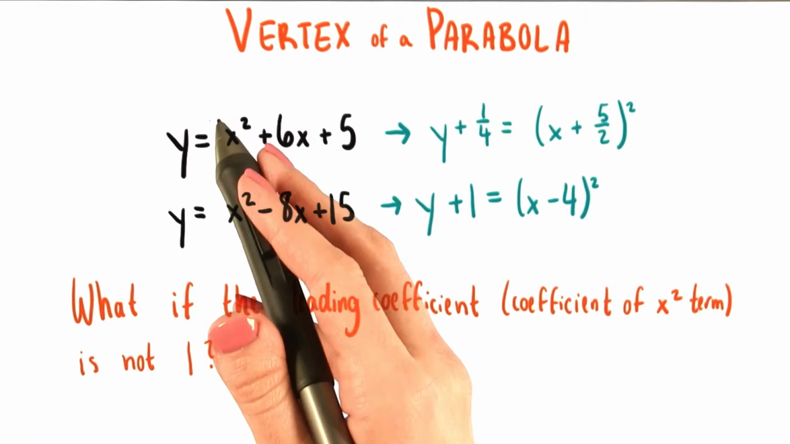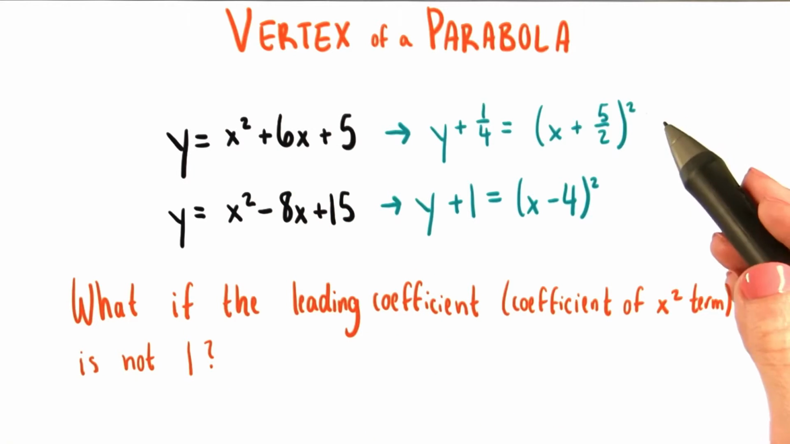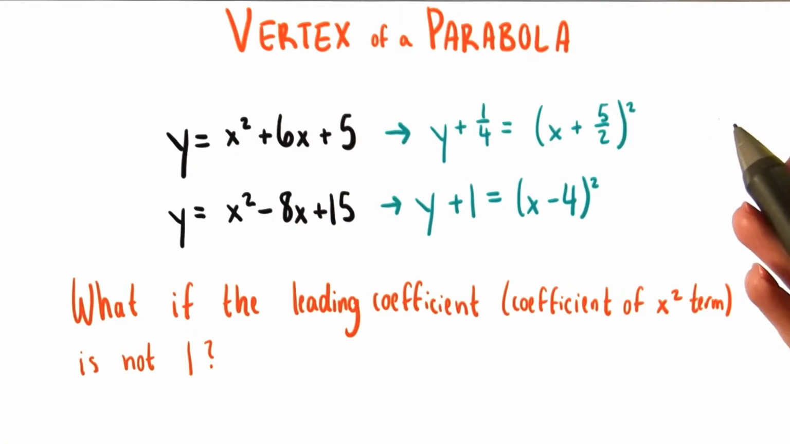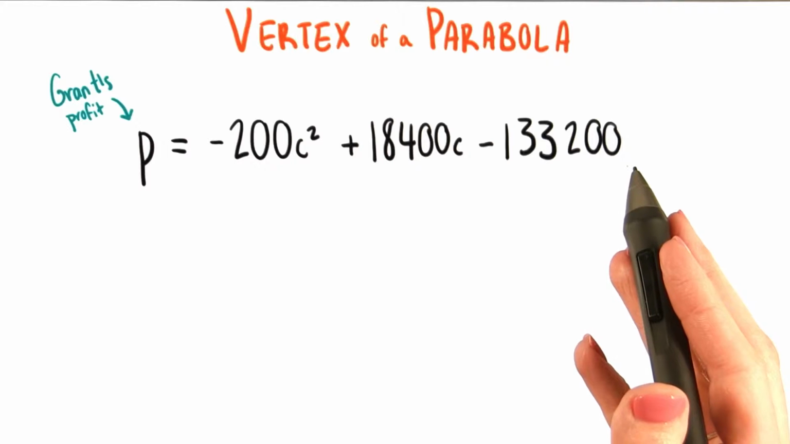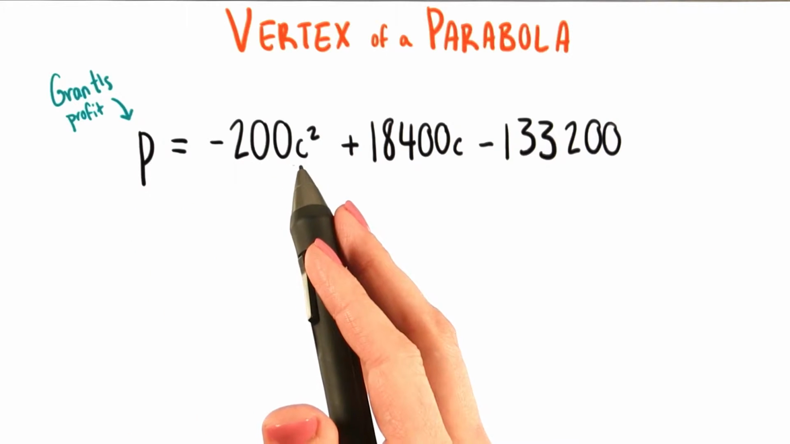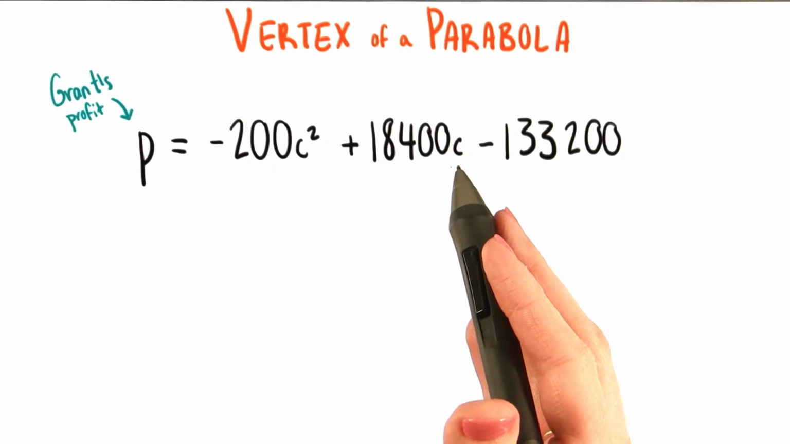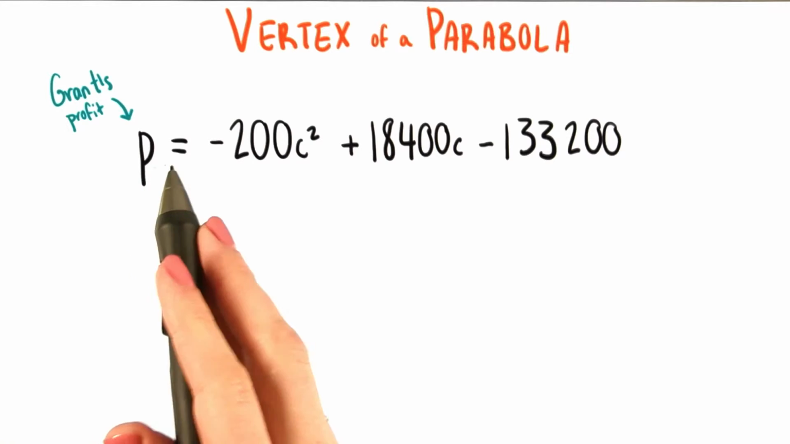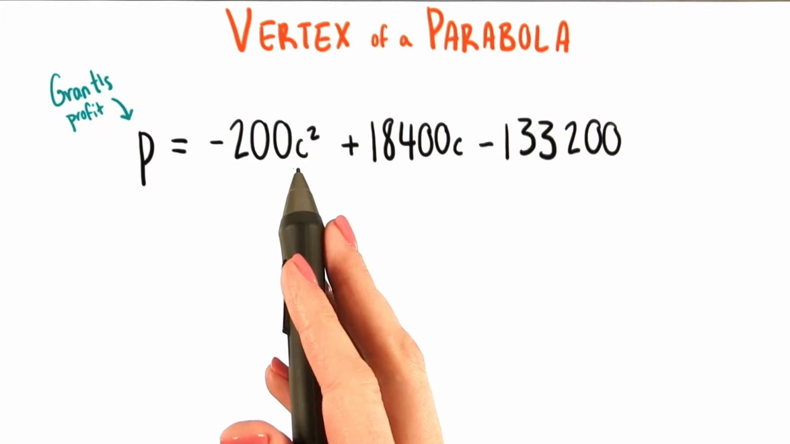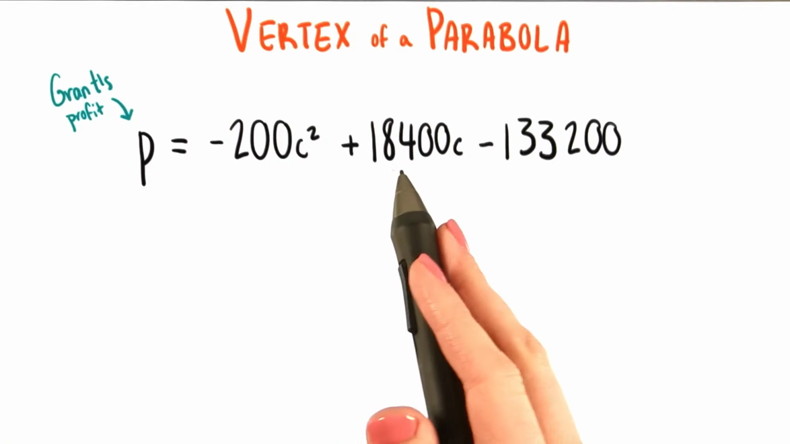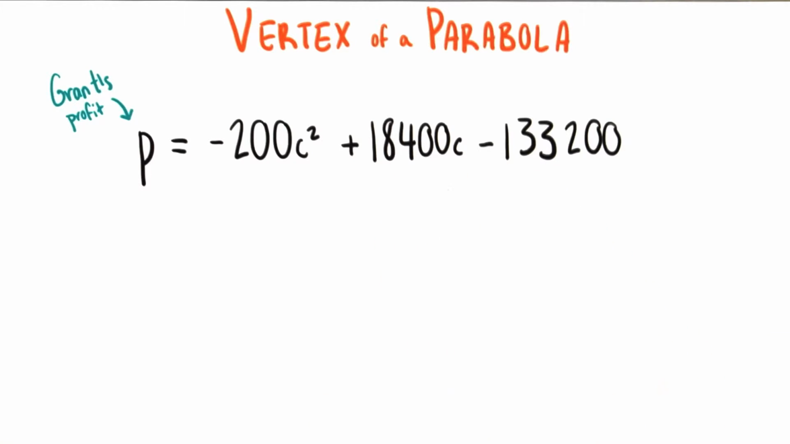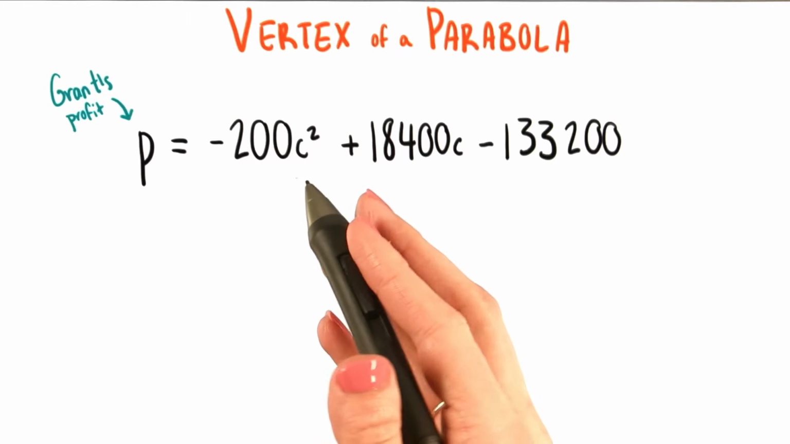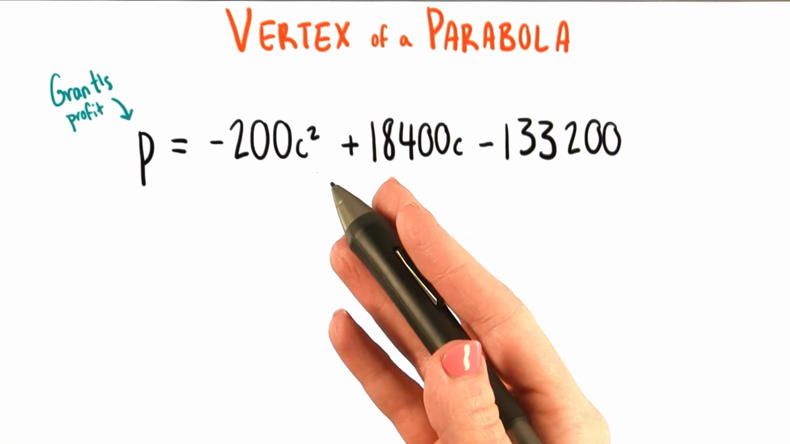In both of these situations, that coefficient is 1, which we know makes factoring a lot simpler, and presumably also changes how we complete the square. In fact, recall the equation that we came up with as our final equation for calculating Grant's profit based on the price that he charges per glasses wiper set. Last lesson we had P equals negative 200C squared plus 18,400C minus 133,200. Here our leading coefficient is negative 200. That's certainly not equal to 1.